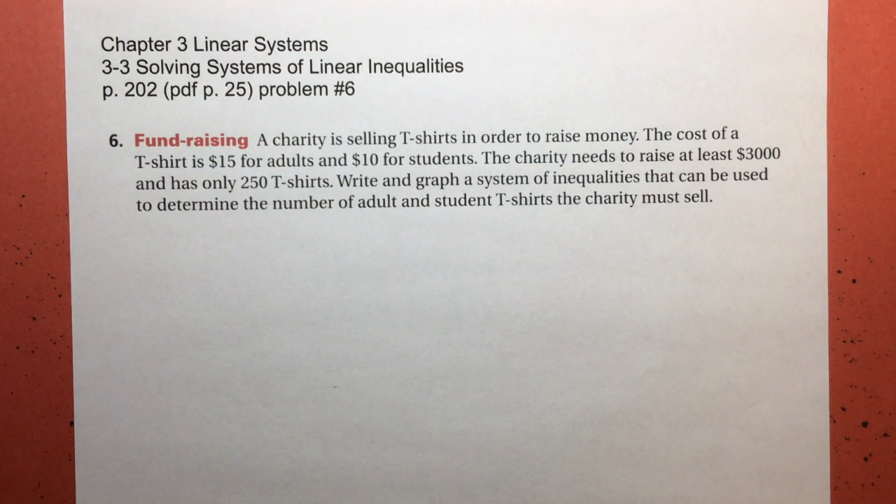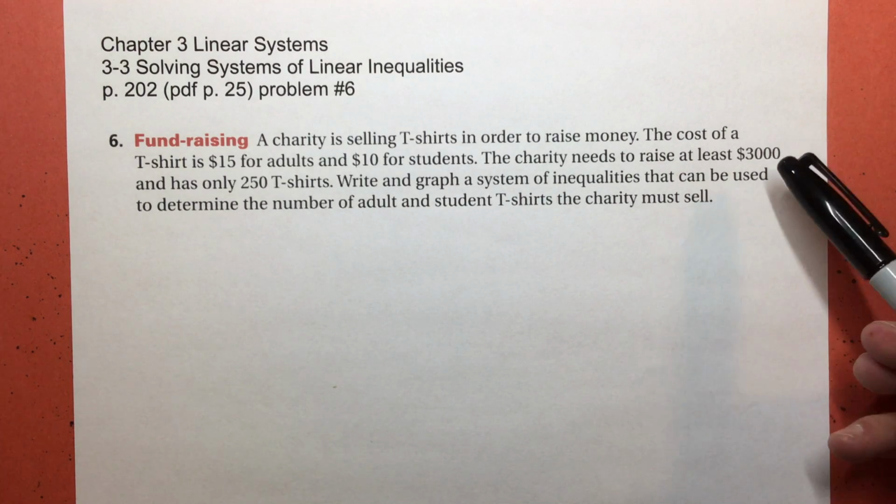Here we go. So we have a charity. They're selling t-shirts to raise money. The cost of a t-shirt is $15 for adults and $10 for students. So that's what they're selling the t-shirts for. The charity needs to raise at least $3,000, but it only has 250 t-shirts to actually sell. It cannot sell more than 250.